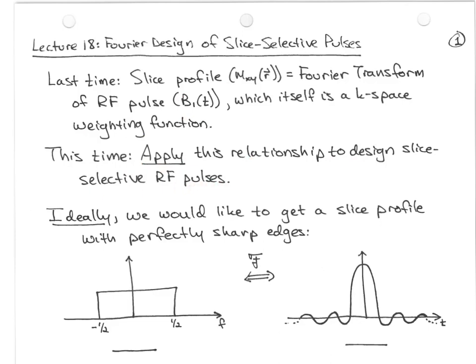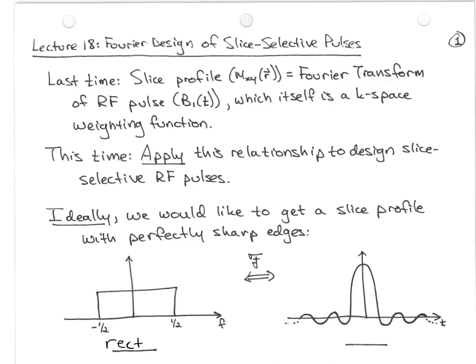Ideally, what we'd like to do in slice-selective excitation is get a slice profile with perfectly sharp edges. We'd like a slice profile that looks like a rect function, in that it's 0, 0, 0 here, and then all of a sudden it jumps up to be in slice, and then right away it drops down again once we move back out of the slice. So that would be mathematically a rect function.